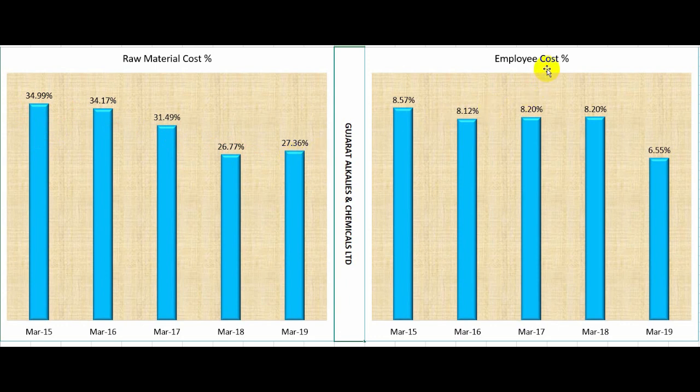Employee cost also occupies a substantial portion of the operating expenses. From March 15 till March 19, again it is a similar trend where the employee cost as a percentage of total sales is decreasing consistently from 8.57% to 6.55%.